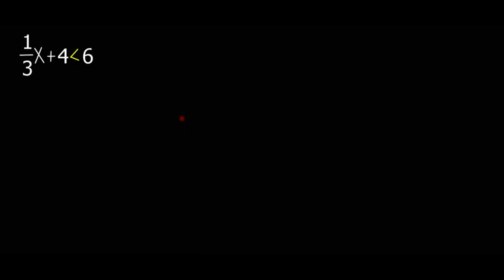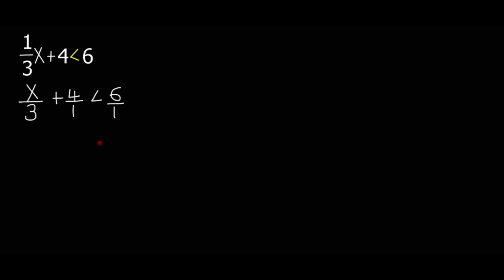And what about this one? Even this one is the same thing. I find my LCD, and then I multiply both sides by the LCD. I have 1 over 3 times x plus 4 less than 6. Here x is 1 over 3 times x, because 1 times x is the same thing. And then plus 4, the 4 is also over 1, because any number by itself is over 1. So even this one is over 1.